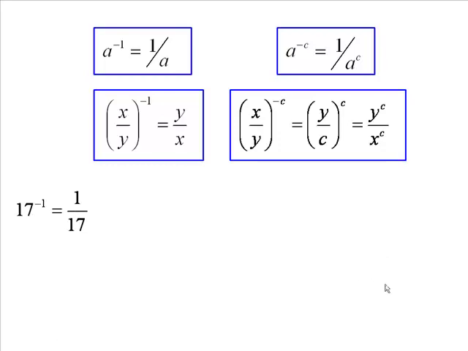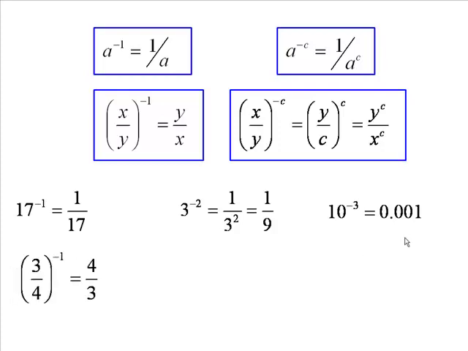Let's look at some examples. 17 to the power of minus 1 is just 1/17, a reciprocal. 3 to the power of minus 2 is 1 over 3 to the plus 2, 1 over 3 squared, which is a ninth. 10 to the minus 3, well, that would be 1 over 10 to the 3, which is a thousandth, which in decimal form is 0.001. There again, the 3/4 gets turned into its reciprocal by that operation.